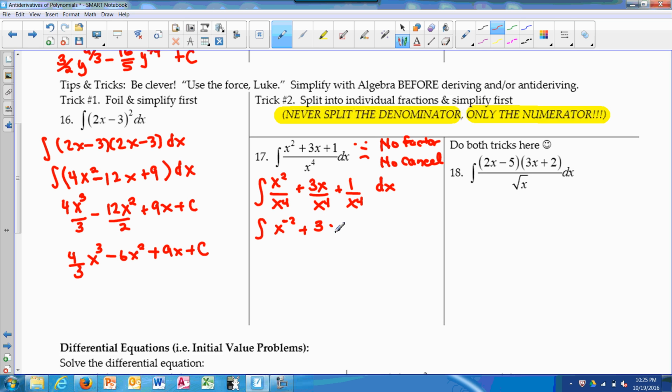Plus 3x to the negative 3 plus x to the negative 4 dx. And so far, all I've done is simplify the algebra of the problem. I haven't actually done my integration yet. So now integrating, I add and get x to the negative 1 over negative 1. That looks funny, so let's fix it.